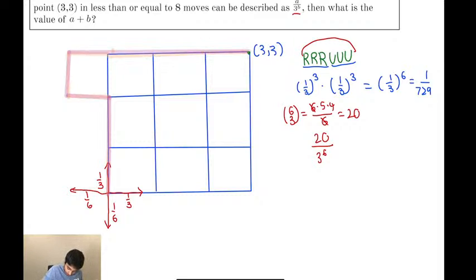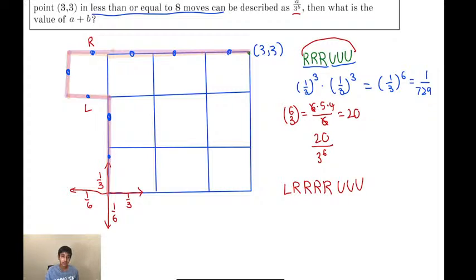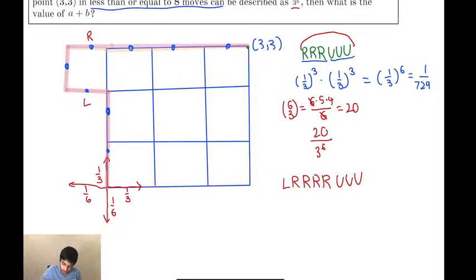If you count this out, we have 1, 2, 3, 4, 5, 6, 7, 8 moves. So less than or equal to 8 moves. This does count. This is an 8 move path. The reason it's 8 moves instead of 6 is because we took a diversion. We took a left step and then accounted for it by taking a right step. So the sequence here is going to be left, right, right, right, right, up, up, up. That's one possible sequence that has 8 moves.